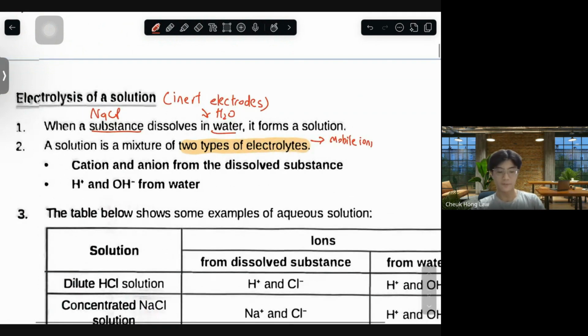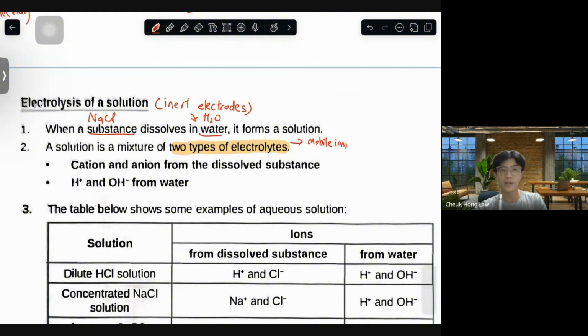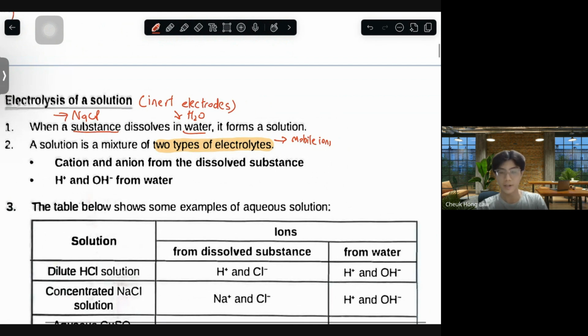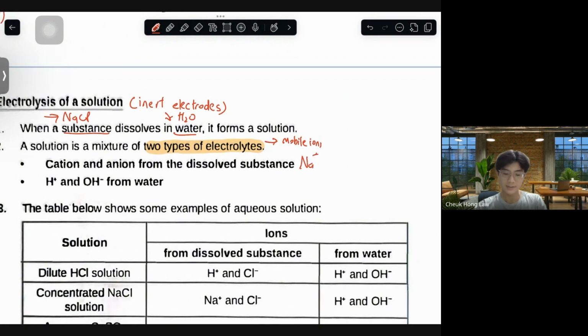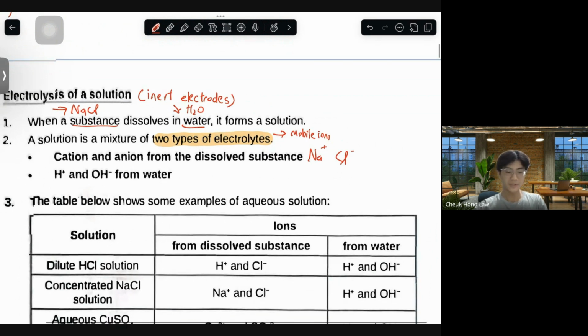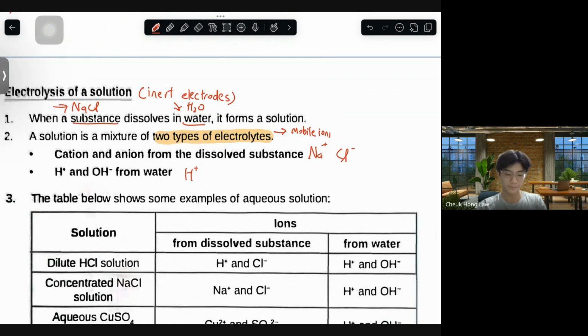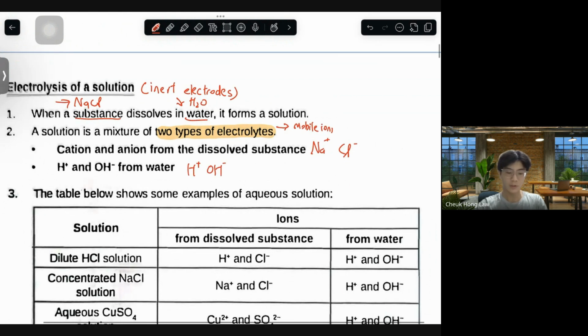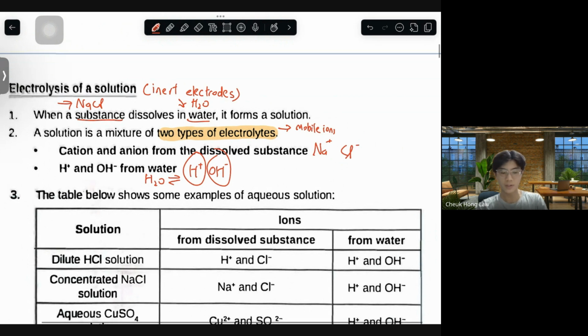So there are two types of electrolytes here. One is the cation and anion from the dissolved substance. So if we are talking about NaCl, what is the cation and the anion? It will be Na+ and Cl-. Then H+ and OH- is from water, because water will go through reverse dissociation to produce these ions. That means in your sodium chloride solution, in total there are 4 ions.